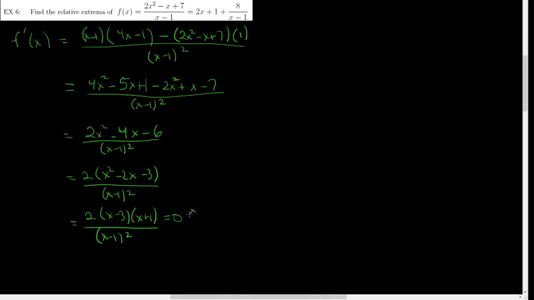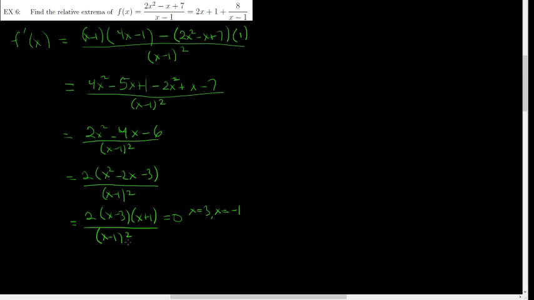At x equals 3 and x equals negative 1. That's positive 3 and negative 1. Not at 2. Remember, 2 is just the coefficient. 2 is not a critical number here. It's part of the derivative, but you can divide by 2. It's not going to affect the sign here. All right, so those are critical numbers where the numerator is 0.